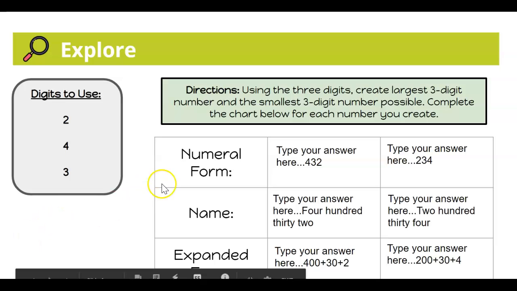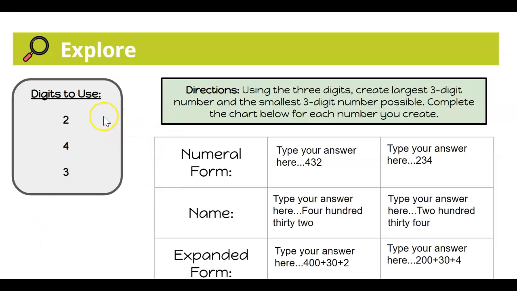So for our next slide, we're going to use those same digits that we used for the previous slides. We remember it was 243, but we're going to change them up just a little bit. And our directions here: using the 3 digits, create the largest 3-digit number and the smallest 3-digit number possible. And it says complete the chart below for each number you create.